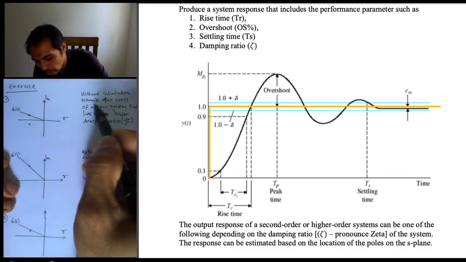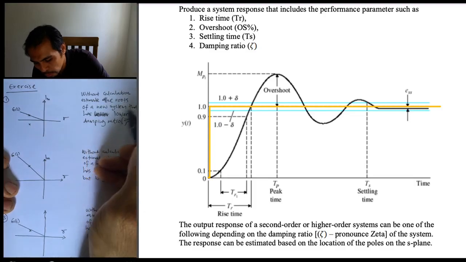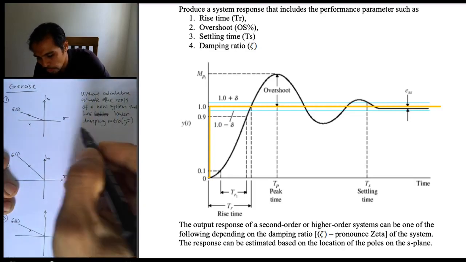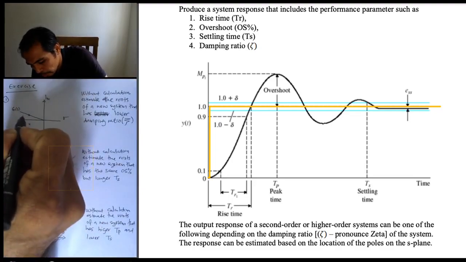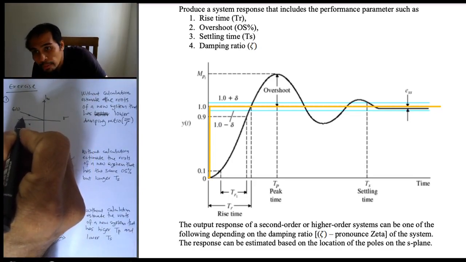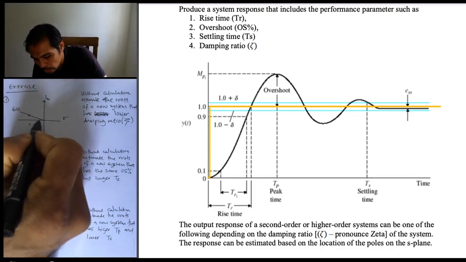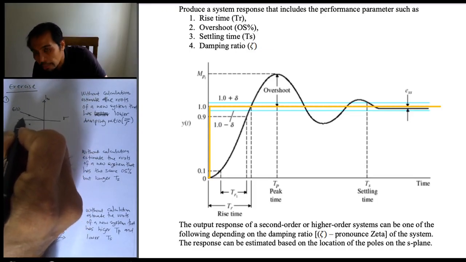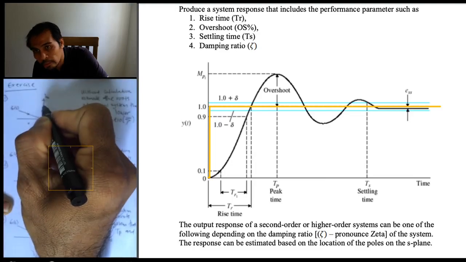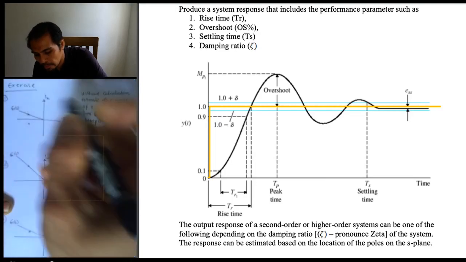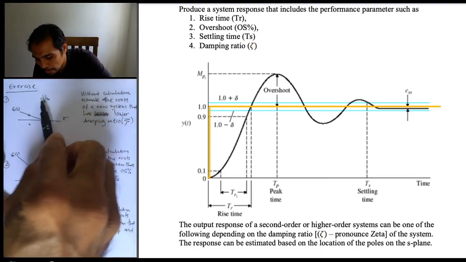Okay, now we know that this line represents the zeta, right? So without calculation, estimate the roots of a new system that has a lower damping ratio. So we know that if we put it here, somewhere here, the damping ratio will be higher, right? Because as this one moves towards this, the damping ratio becomes 1. As this point moves to that point, the root decreases the damping ratio to 0.